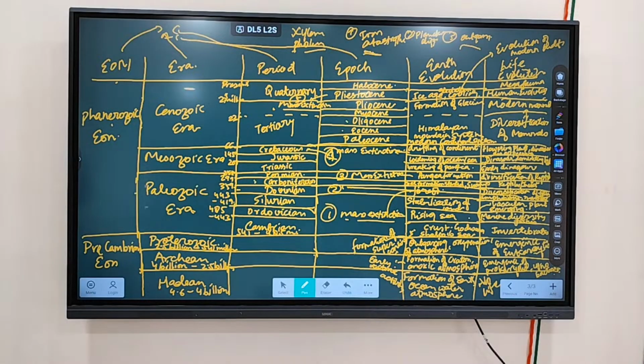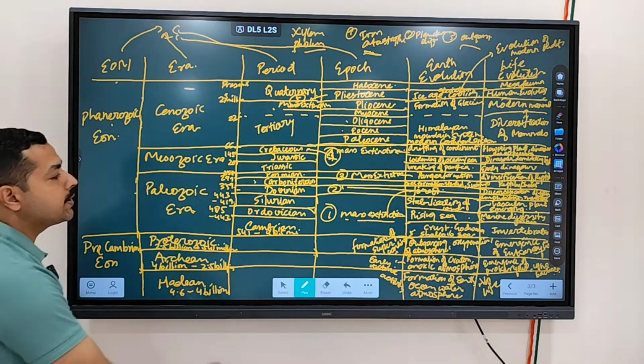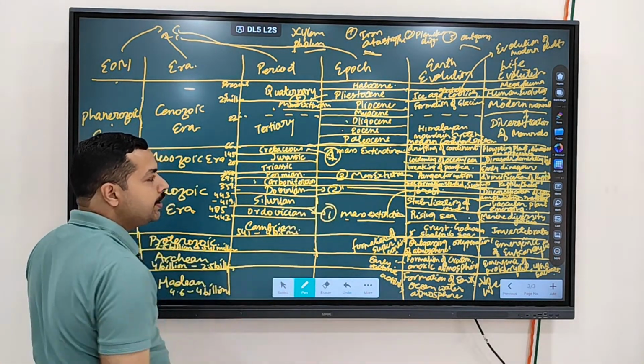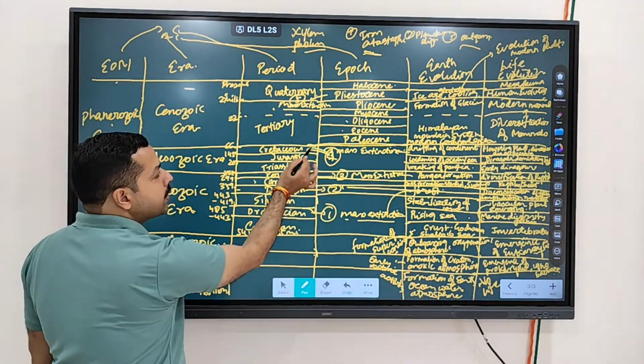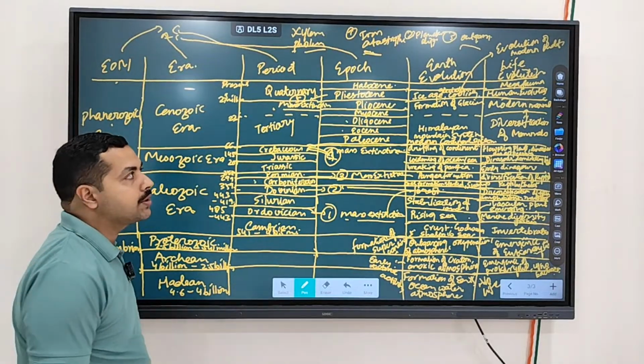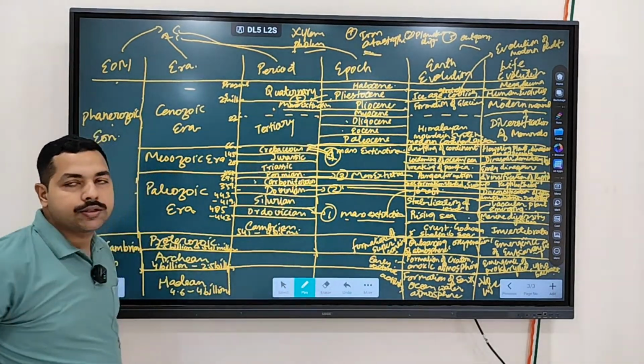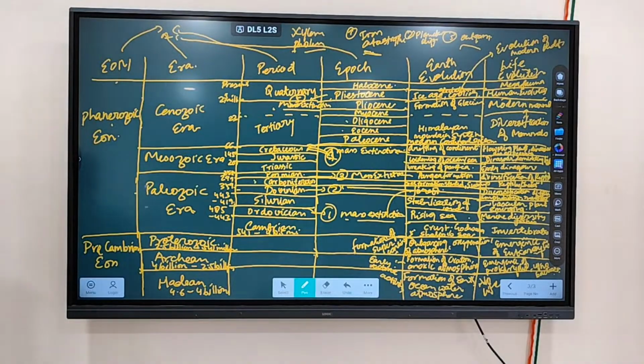Clear? So the first is the Ordovician period. The second mass extinction happened in the Devonian period. The third mass extinction happened at the end of the Permian period. The fourth mass extinction happened at the end of the Cretaceous period. And the fifth mass extinction happened in the Pleistocene period. Any doubt regarding this particular part?